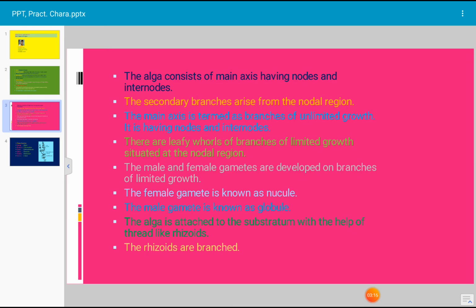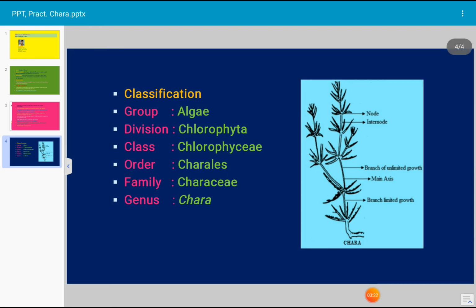These are the detailed morphological aspects of Chara, and Chara is an algae. This is the classification of Chara. It is an algae. Division Chlorophyta, class Chlorophyceae, order Charales, family Characeae, genus Chara. This is all about practical of Chara.